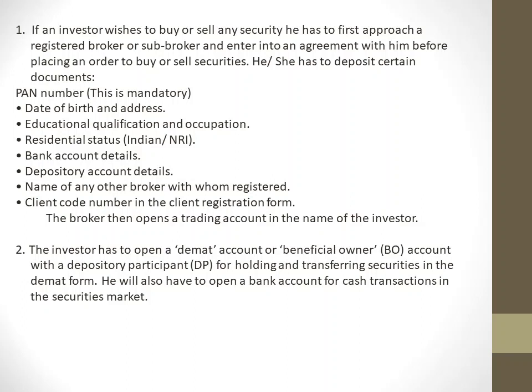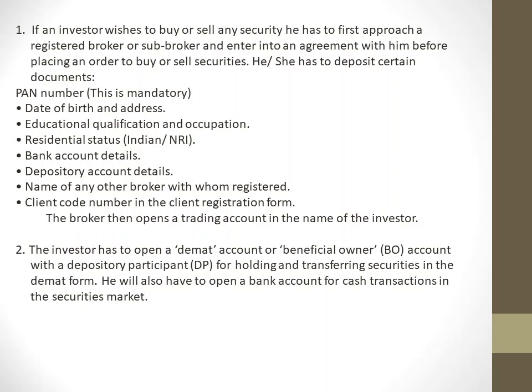The rest of the information you have to provide is the date of birth, address, educational qualification, your bank account details, and depository account details. I will tell you about depository account details later on. Also the name of any broker with whom you are registered, and if you are already dealing, then a client code number. All this information is to be provided.